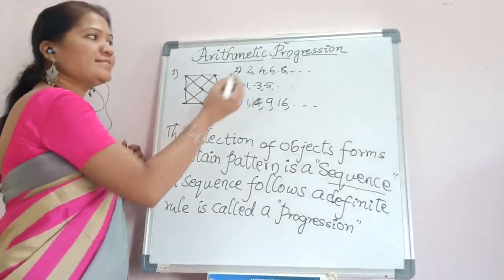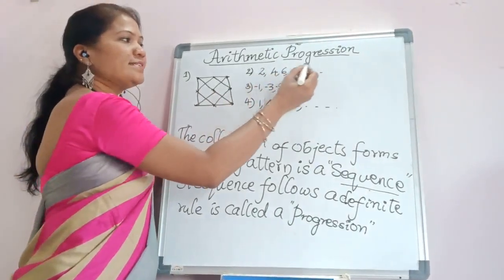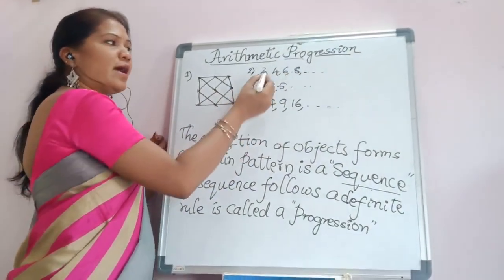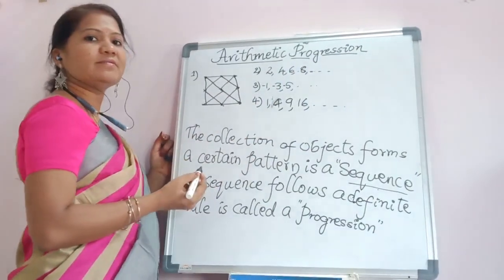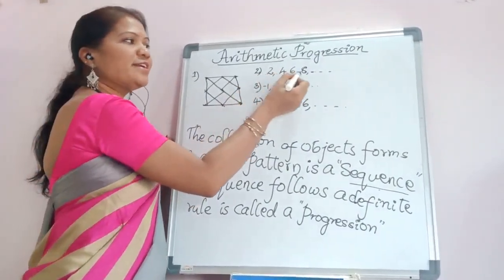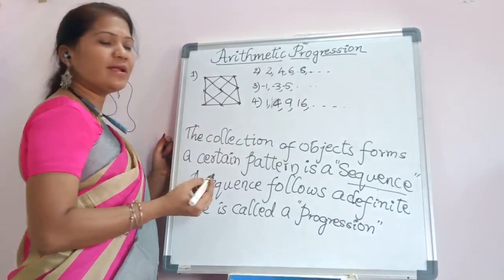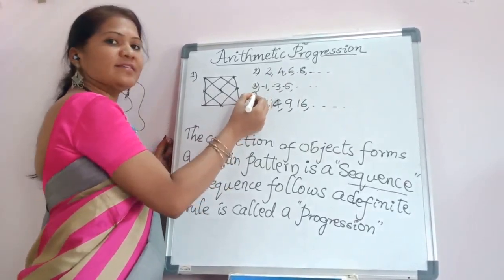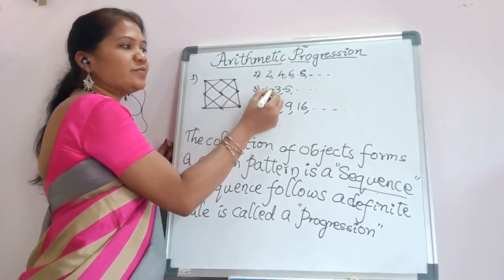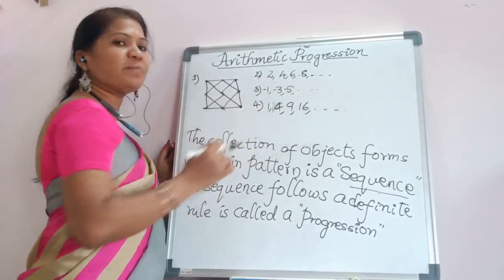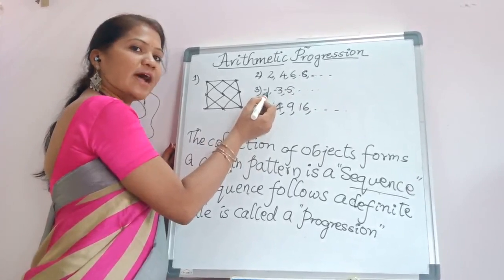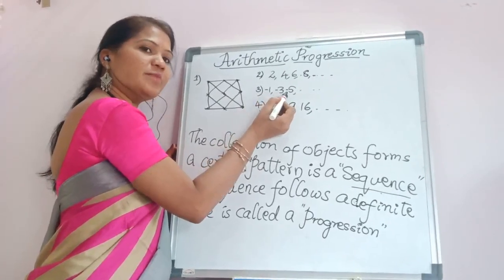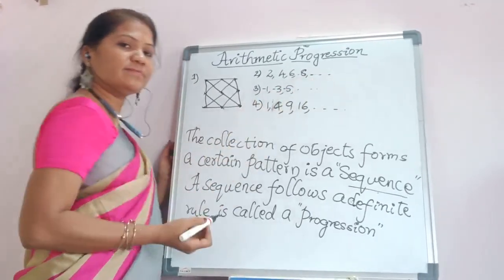In this example, 2, 4, 6, 8 and so on. What we observe here is that these numbers are arranged in some pattern. What is that pattern? These are all a set of even numbers. In this third example, -1, -3, -5 are arranged in some pattern. In what pattern? -2 is added to each and every number to get its succeeding number.